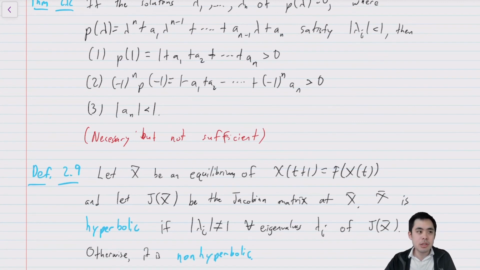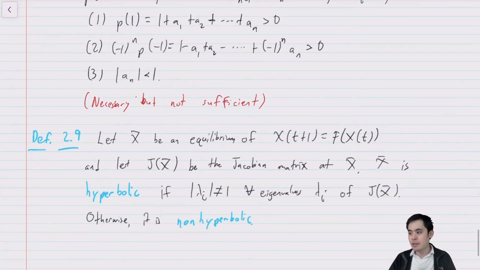And then we just define hyperbolic or non-hyperbolic by the eigenvalues instead of just by the first derivative. So if you think of the Jacobian as the generalized first derivative, the eigenvalues of that determine whether or not something is hyperbolic. Okay, so that was a lot of theory.